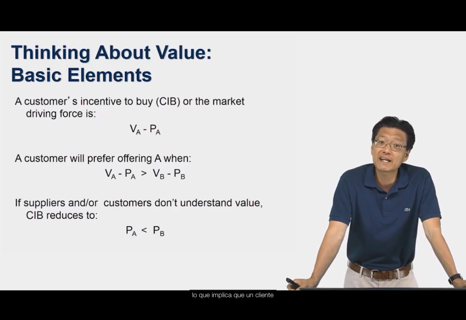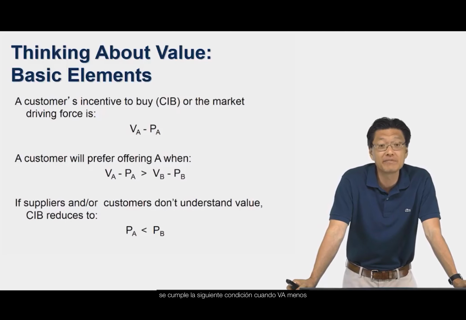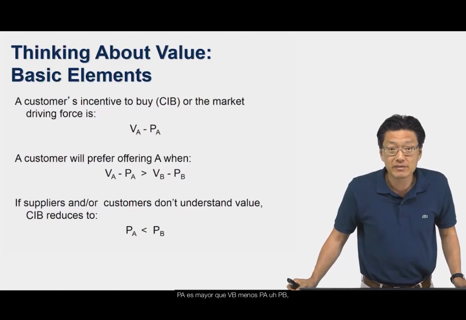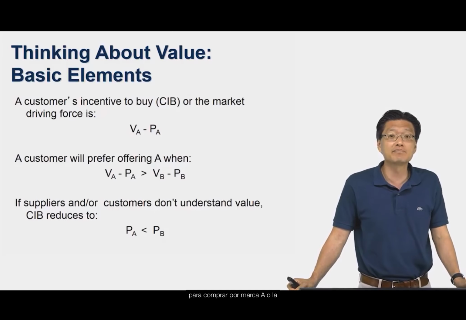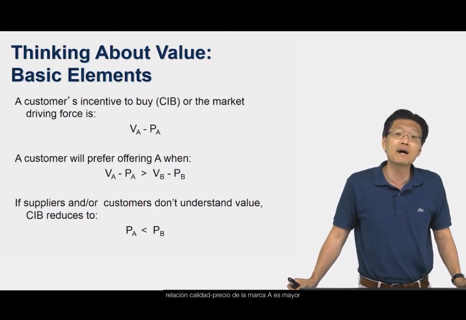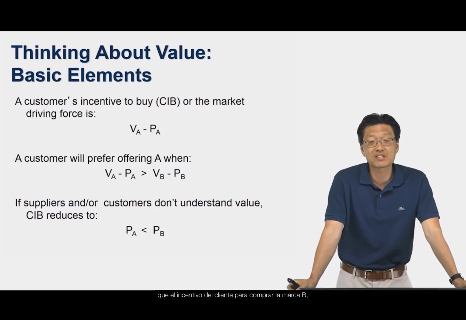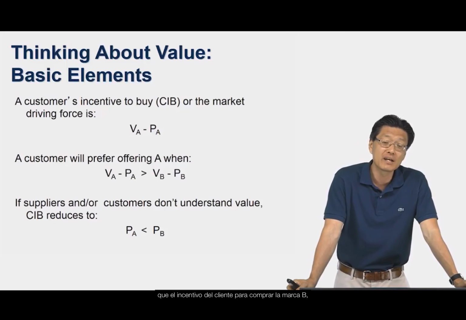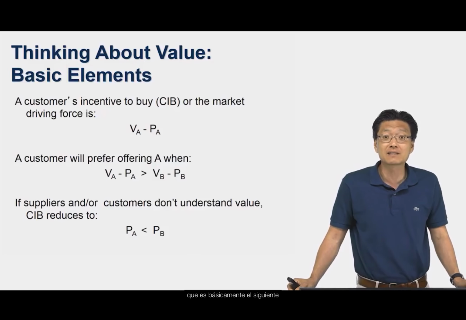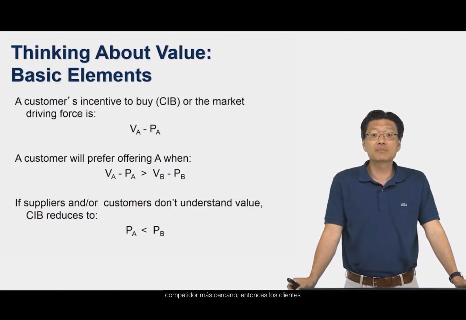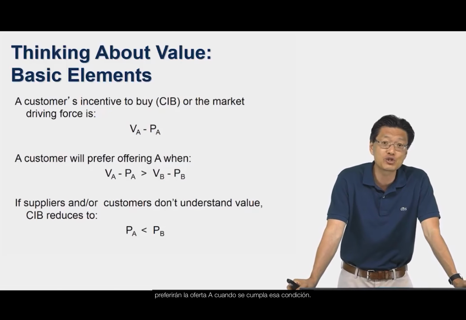Which entails that a customer will prefer brand A when the following condition is met: when VA minus PA is greater than VB minus PB. Because this means that the customer's incentive to buy brand A, or the value for money for brand A, is greater than the customer's incentive to buy brand B, the competitor. If we assume brand A is our focal brand and B is the next best alternative offering, basically the next closest competitor, then customers will prefer offering A when that condition is met.